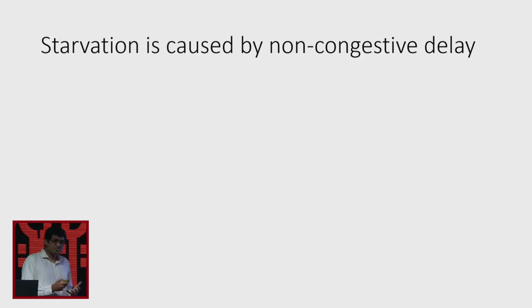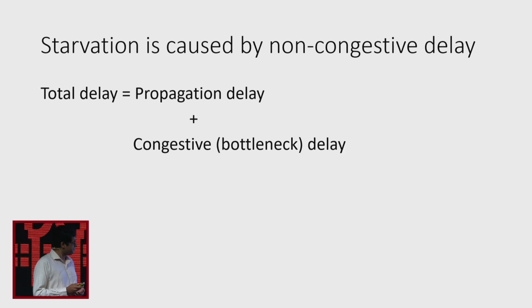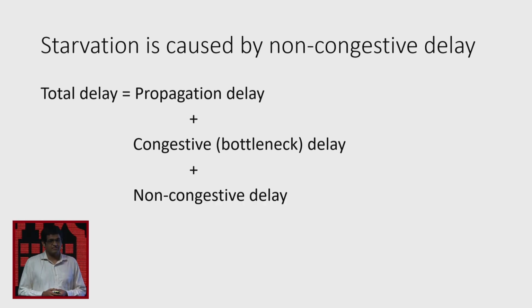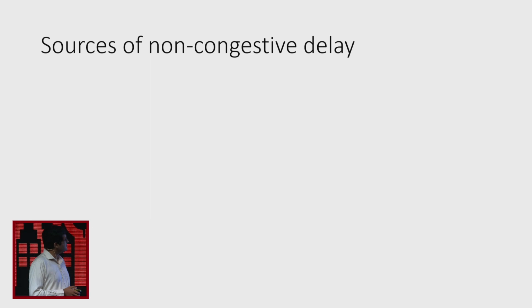So starvation is caused by non-congestive delay. What is that? Well, we can look at the total delay, the round-trip time experienced by a packet, as having three components. First, we have the constant propagation delay. Then we have the congestive delay, which is due to the queuing at the bottleneck. And then we have all other sources of delay variation. And because end-to-end algorithms can only measure the total delay, it is really hard to distinguish between congestive and non-congestive sources of delay variation.